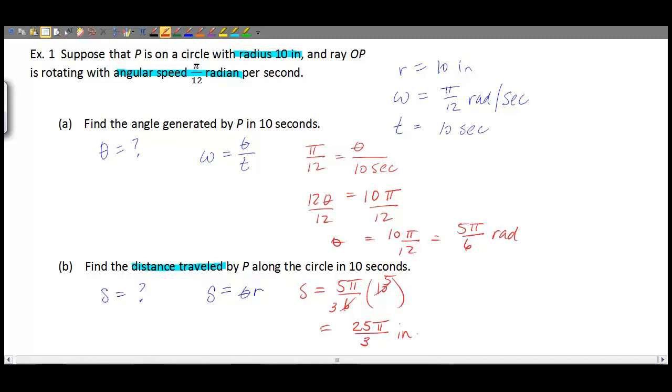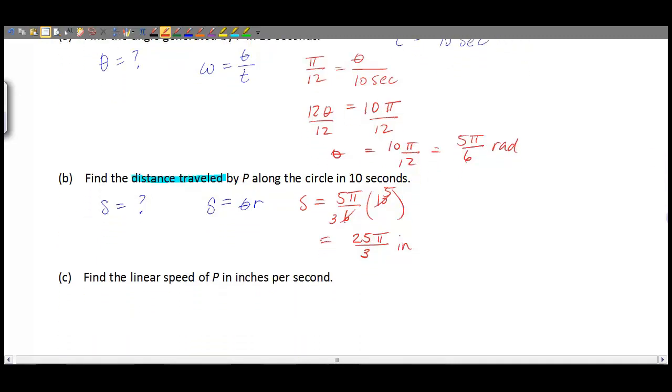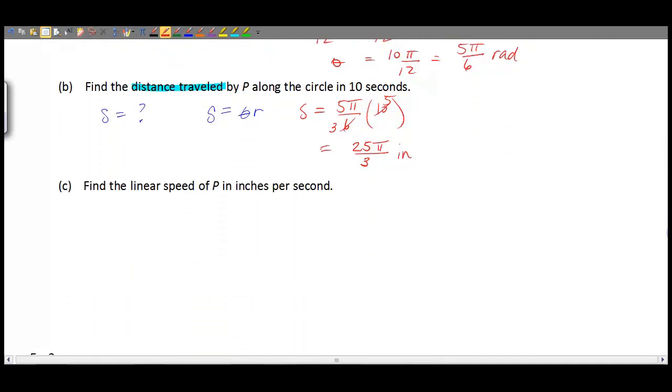You always want to give back your answers in reduced fraction form. I didn't specify in this example, but I'm pretty sure in your homework you will know to leave pi in the numerator when you're told that you need an exact answer, just to re-emphasize that.